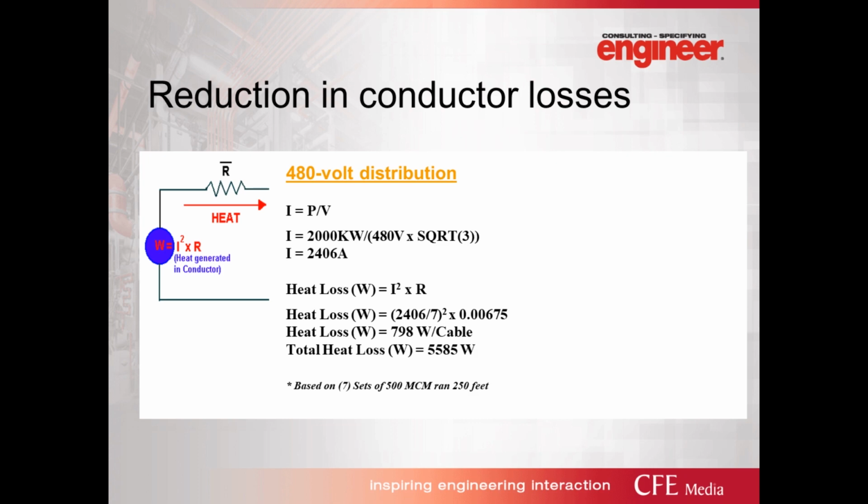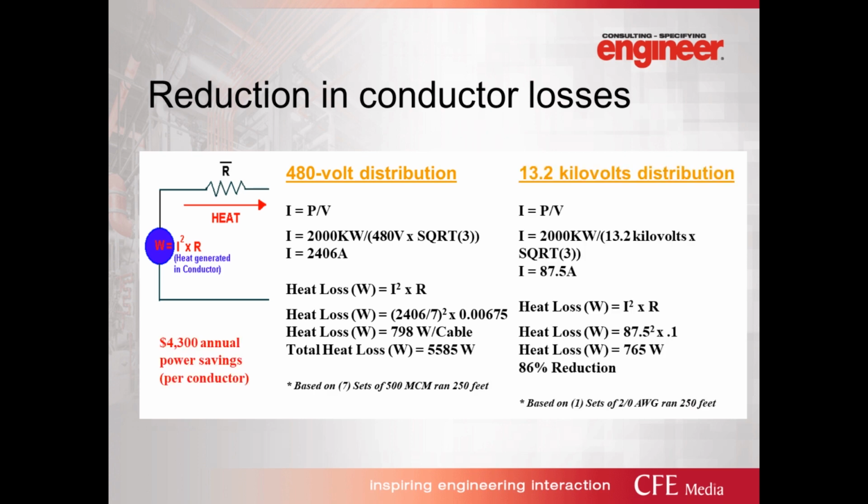One of the advantages of medium voltage is efficiency when you look at reduction in conductor losses. So basically, heat is made up of current flowing over the resistor, being the cable. In this instance, at 480, you're looking at a 2,000 kW load, somewhere in the neighborhood of 2,500 amps. So that feeder is basically made up of 7 sets of cables, each of those cables having about 800 watts of heat loss, which adds up to about 5,600 watts in that one particular feeder.